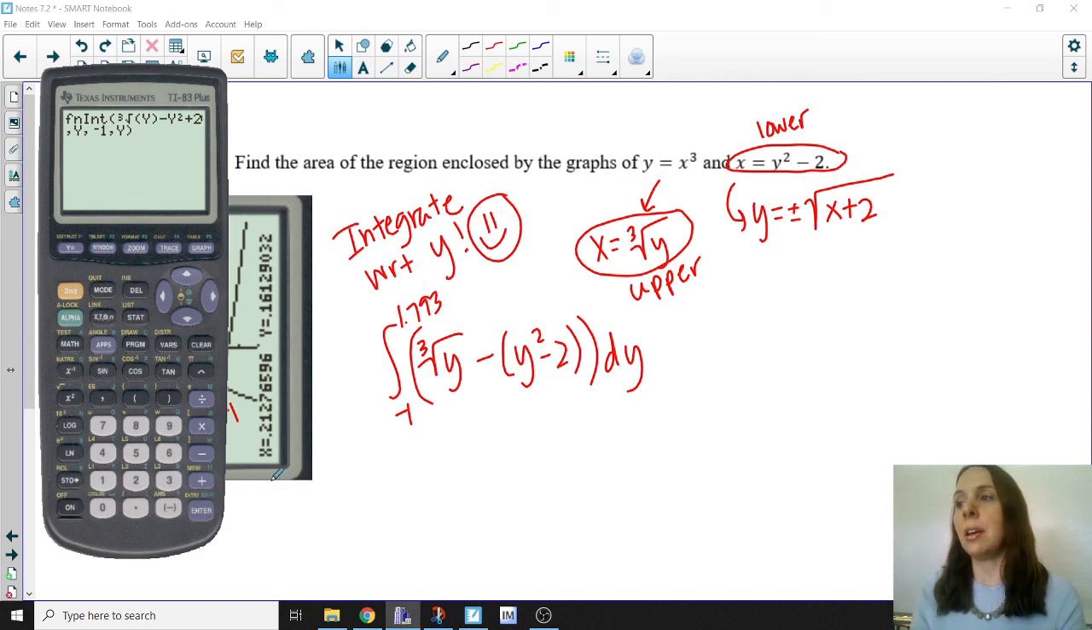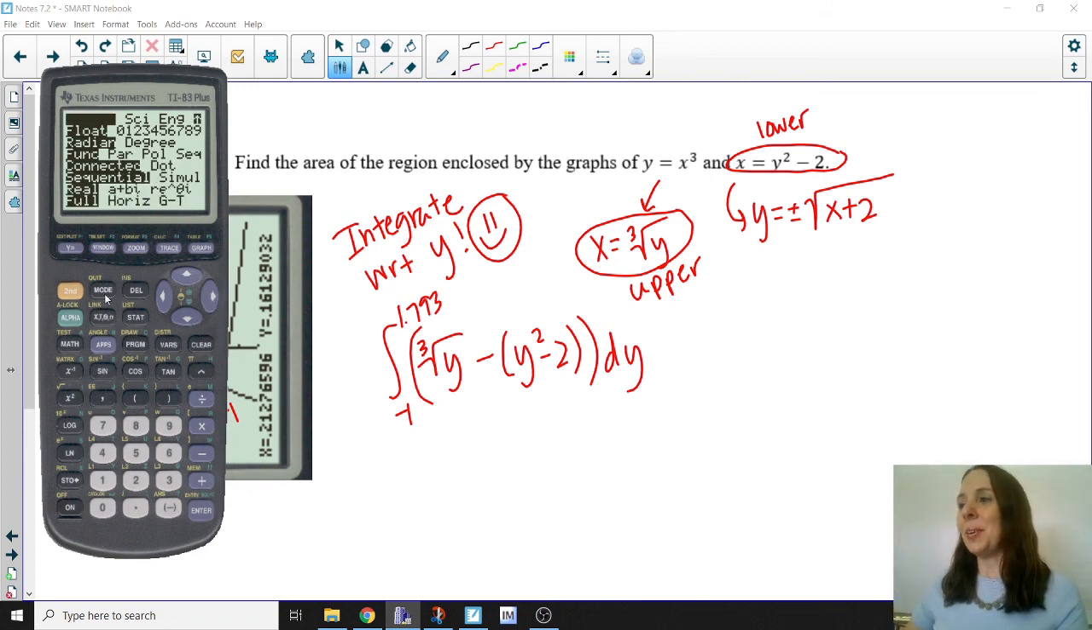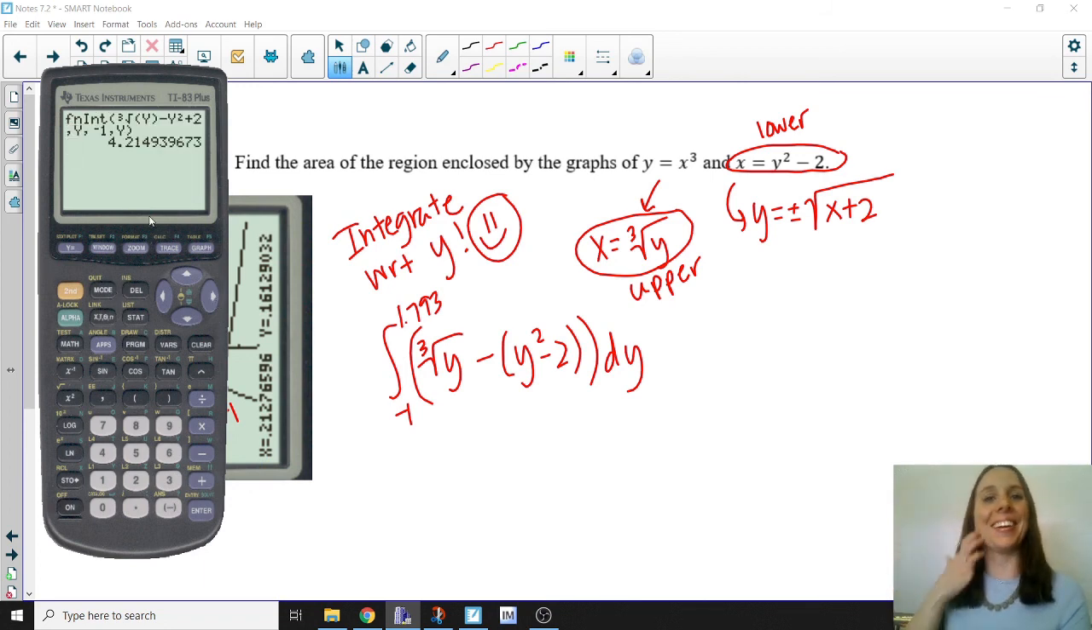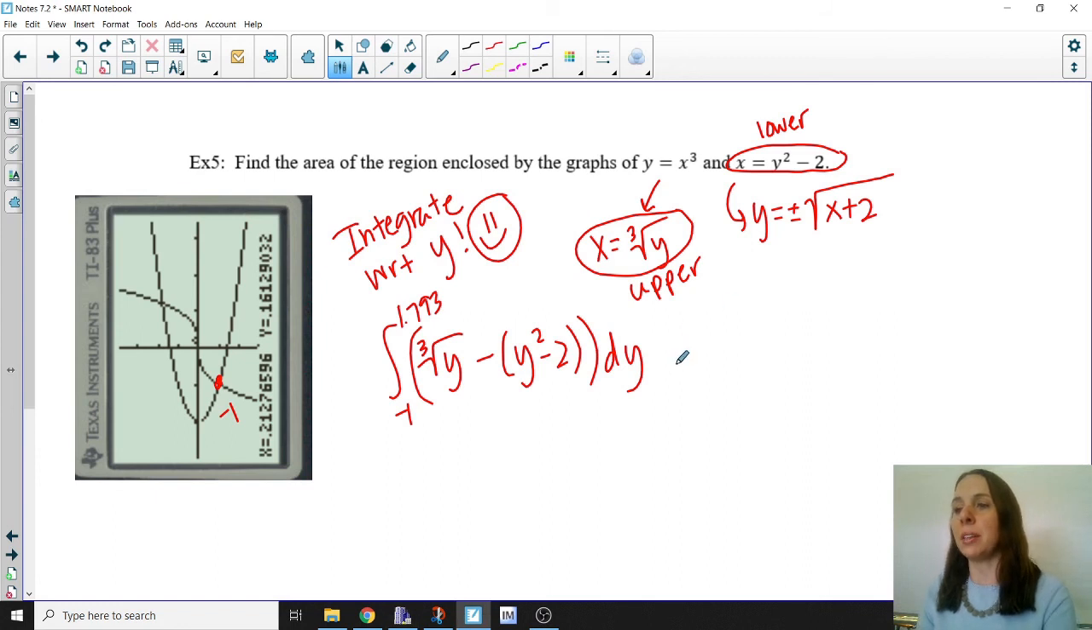The calculator's like, no, I don't know what you're doing right now. Oh my gosh, the suspense. I'm going to pause my video right now. It worked. Oh. It worked. Okay, I paused the video. I waited for a moment. I'm like, oh, I just messed it up. No, it worked out just fine. There's the answer. 4.215 approximately is the area between these two curves. Woo!